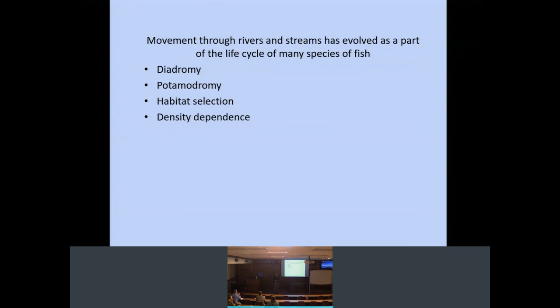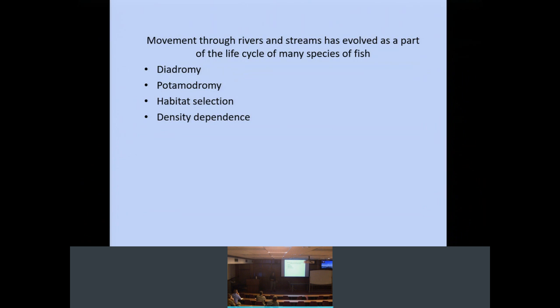So I don't think it's going to be too crazy of a thing to say that movement through rivers and streams has evolved as a part of the life cycle of many species of fish. So it has evolved for a variety of kinds of movement. So diadromy, which is a life cycle that has a freshwater and a saltwater phase. This word that I never know how to pronounce, which is like the freshwater version of diadromy, is just moving between a freshwater and a freshwater stage.